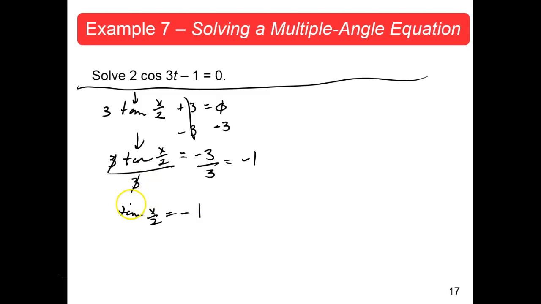Now that we've solved for tangent, we solve for the argument of tangent. At what values of x over 2 would tangent equal negative 1? Where is tangent equal to negative 1? 7 pi over 4. 7 pi over 4 would certainly be one. I would have said negative pi fourths. That's the same as negative 7/4 pi. So x over 2 must equal 7 pi over 4. Almost 2 pi, but not quite.